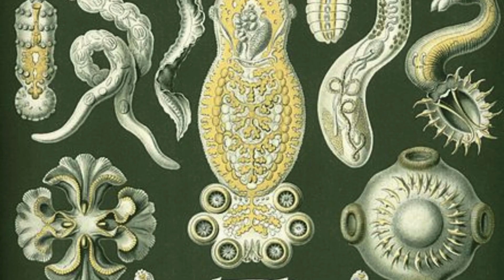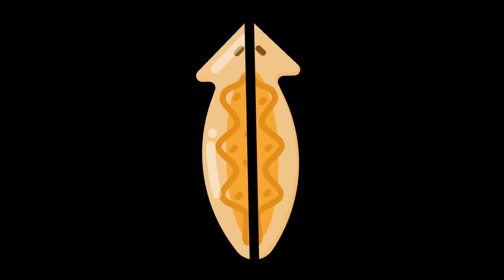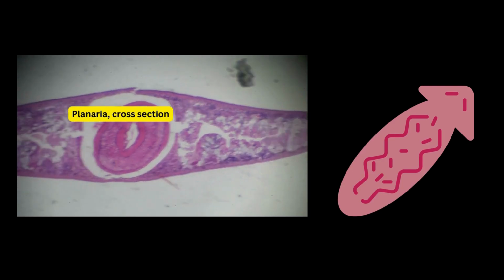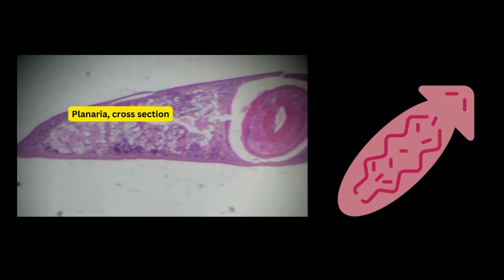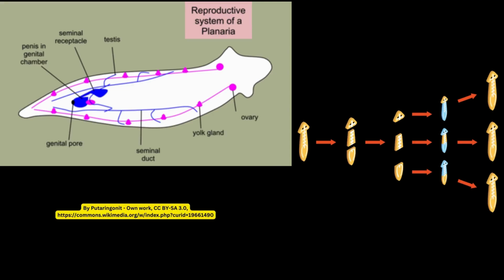Phylum Platyhelminthes includes approximately 13,000 to 20,000 species. These invertebrates have soft bodies, lack a body cavity, and exhibit bilateral symmetry. Platyhelminthes are triploblastic. They have a mouth for ingestion but lack an anus. Respiration occurs through the body surface via simple diffusion. They are hermaphrodites, having both male and female sex organs, and reproduce both sexually and asexually.